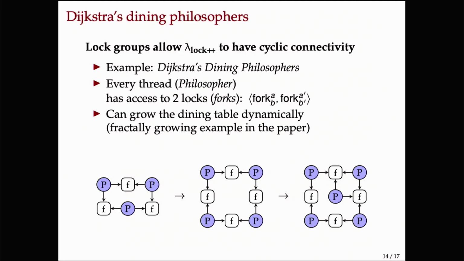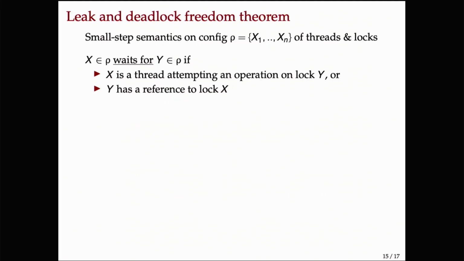table dynamically. So we can go from 3 to 4, and we can even add new cycles in the table. And in the paper, we have a recursive example which grows this in a fractal manner, which creates many cycles. And still it's deadlock free, of course. So let's look at how we state the theorem that things are leak and deadlock free.